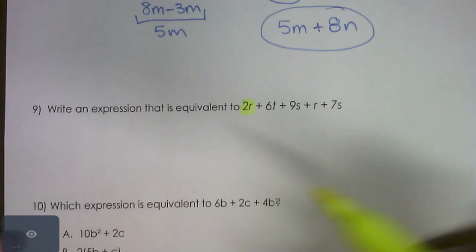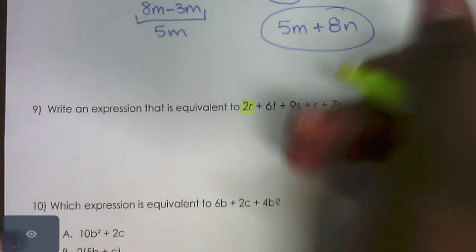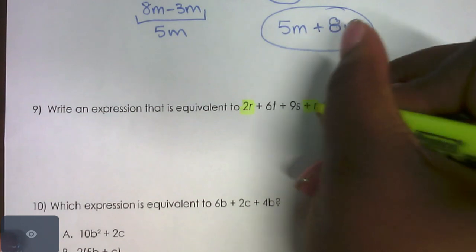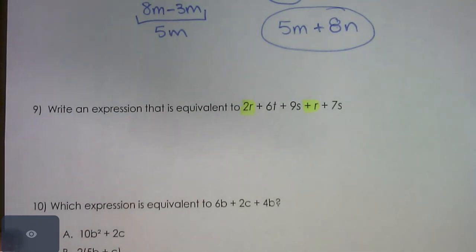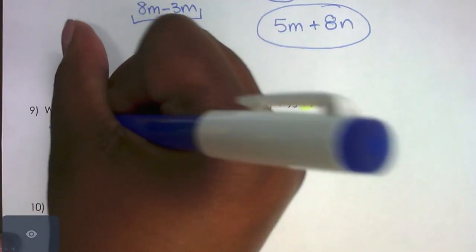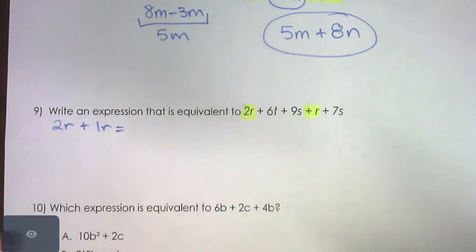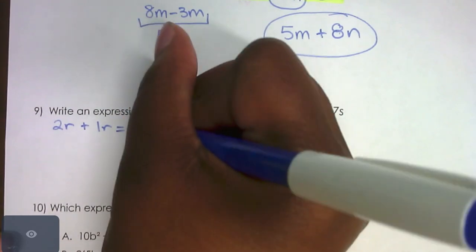So we have 2r, and that's a t there, so that doesn't work. S there, nope, another s. So here is plus r. And we know that because it has that plus r, that means it is being added, just one of the r's, okay? So I'm going to do some collecting. So 2r plus 1r gives me 3 of the r's, okay?